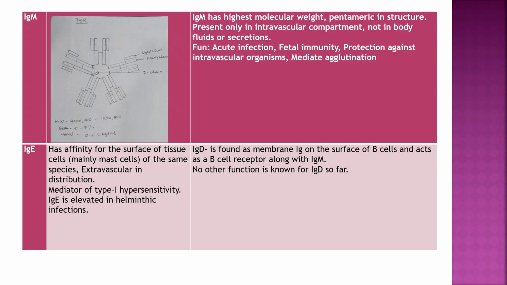IgE has affinity for the surface of tissue cells, mainly mast cells of the same species. It is extravascular in distribution and a mediator of type 1 hypersensitivity. IgE is elevated in helminthic infections. IgD is found as membrane immunoglobulin on the surface of B cells and acts as a B cell receptor along with IgM. No other function is known for IgD so far.